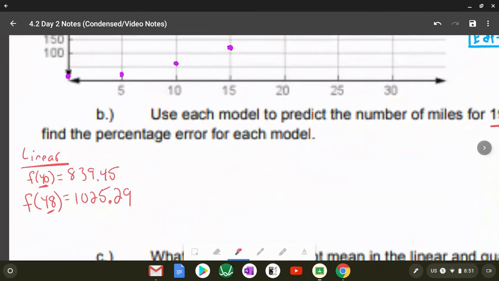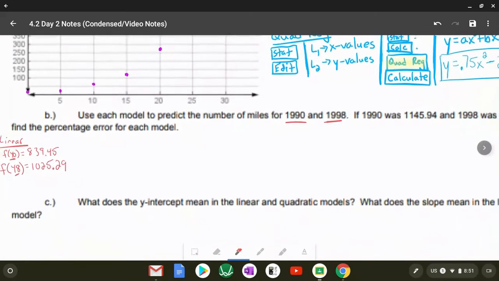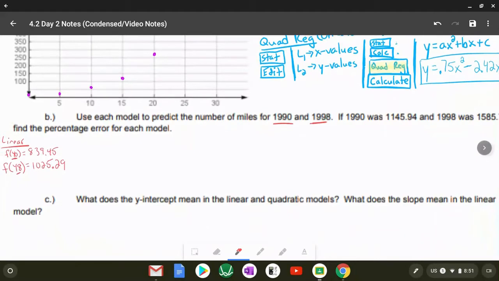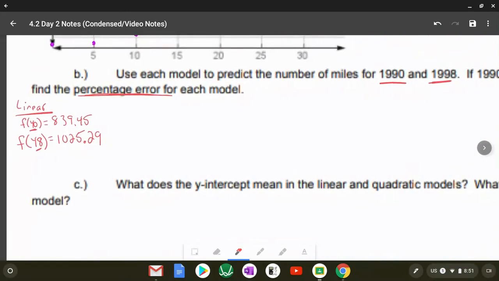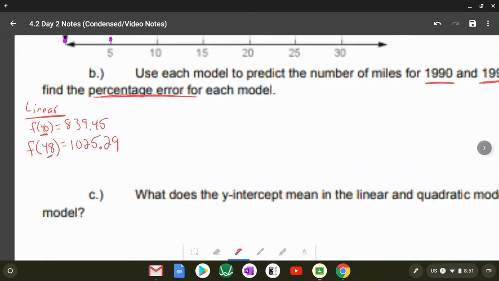Okay? Now, if you remember, anytime we want to find a percentage error, we had that formula yesterday, so you can go ahead and look back at that. But if you recall, that formula would be the absolute value of the actual minus the estimate, or the prediction, close the absolute values, all divided by the actual.